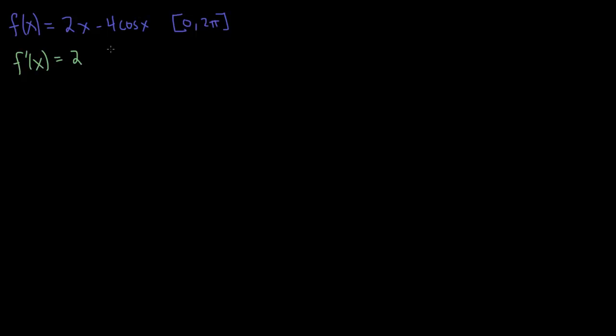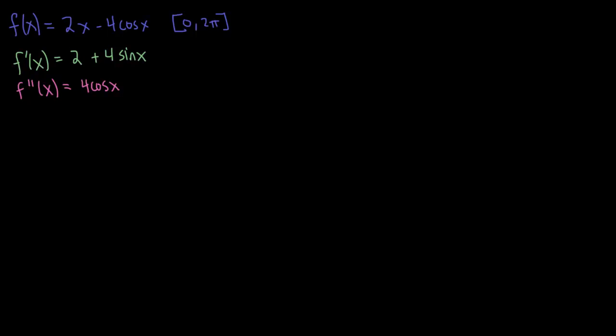And the derivative here would be negative 4 times negative sine x, so plus 4 sine x. Okay. What about the second derivative? So that would be f double prime of x. The derivative of 2 is 0. The derivative of 4 sine x is just 4 cosine x. So there's our original function, first derivative, second derivative.